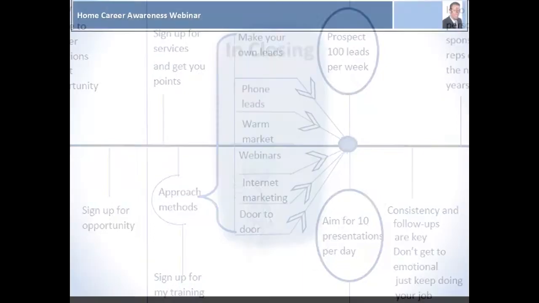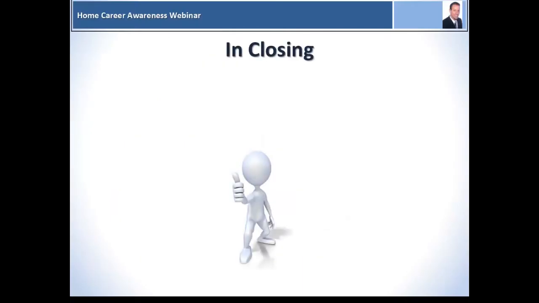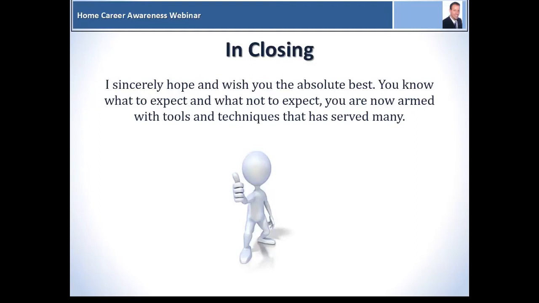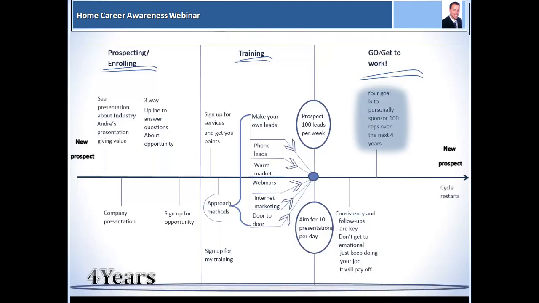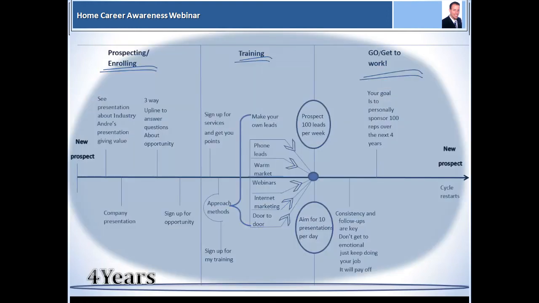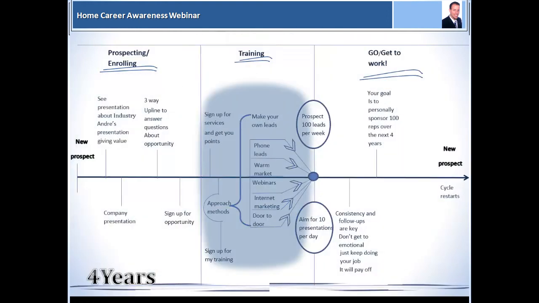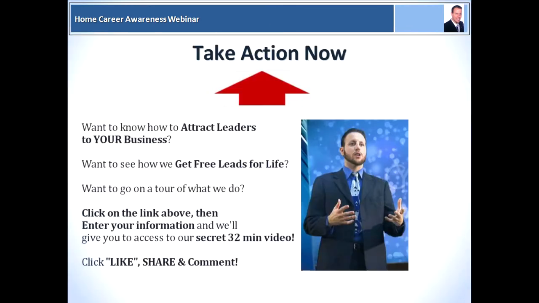So in closing, whatever kind of career from home you choose, I sincerely hope and wish you the absolute best. Now that you are better informed, you can make better decisions. You know what to expect and what not to expect. You are now armed with tools and techniques that have served many. Remember how I said you have to recruit 100 people over the next 4 years to be financially free for life, retire, or do whatever you want to do? Well, if you work with a great ALS that's got an easy to follow action plan using simple steps, it can be done a lot faster. Remember, at the end of the day, we're all responsible for our own financial well-being.